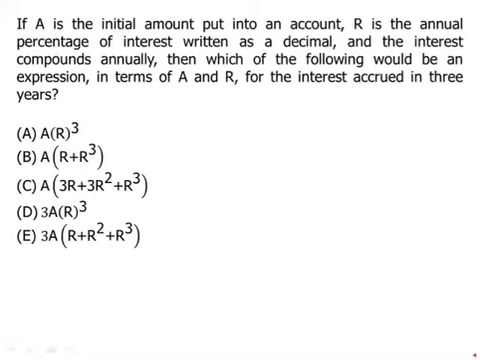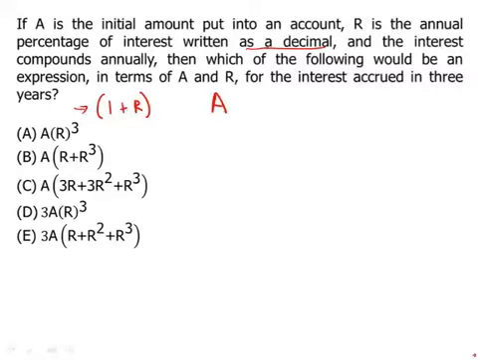In this problem, A is the initial amount put into the bank, and R is the annual percentage of interest written as a decimal. Now that's very important because what that means is we can form a multiplier simply by adding 1. 1 plus R is the multiplier for the percent increase, 1 plus the percent written as a decimal. That's very important. That means that every time we have a percent increase, we're going to multiply that. And since it's compounding annually for 3 years, we're going to multiply by this factor 3 times.